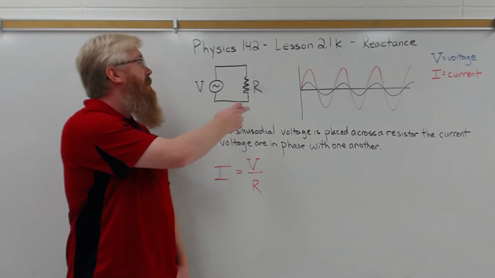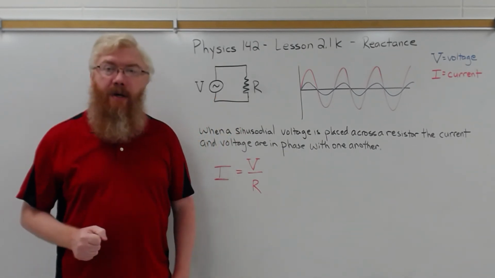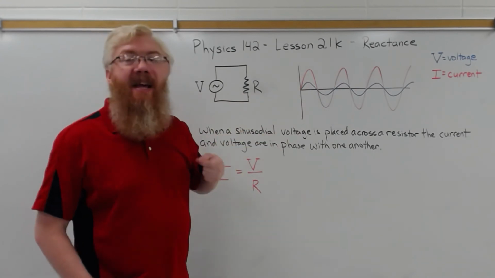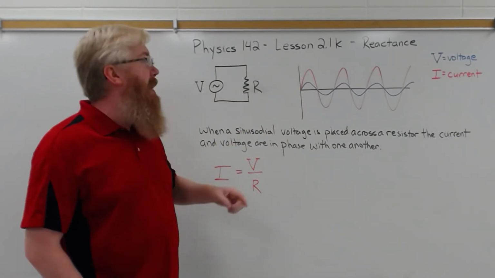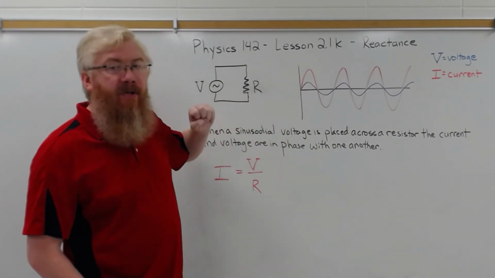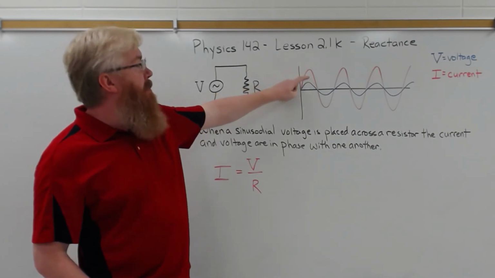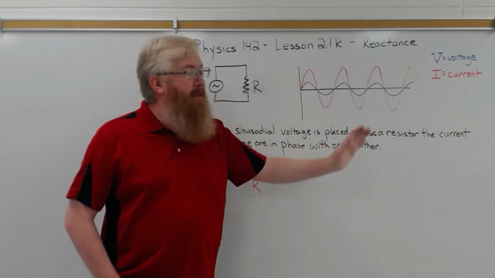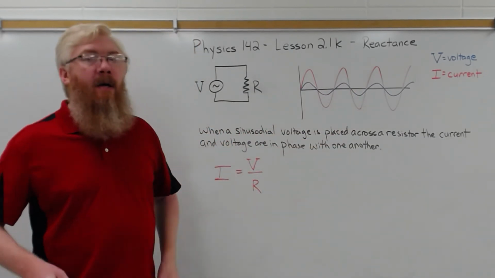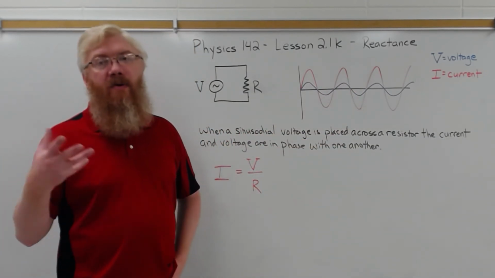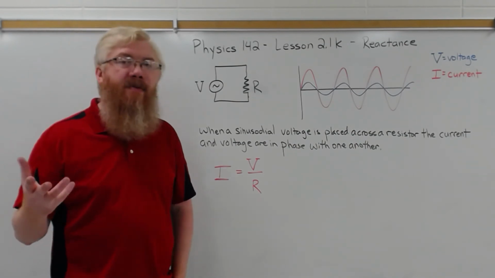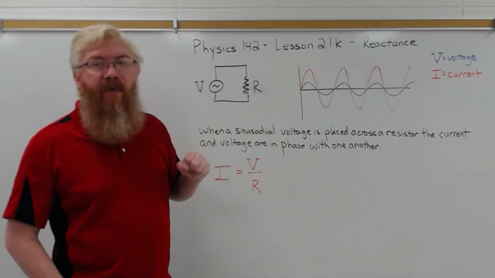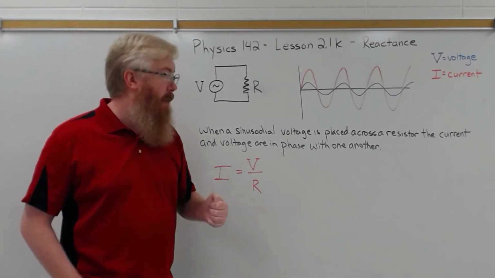When we place a simple resistor in an AC circuit, we see that the current and the voltage are actually in phase with one another. That is, when the current is 0, the voltage is 0. When the current is maximum, the voltage is maximum, and so on. So these two objects are in phase. Unlike the inductive circuit, where the voltage leads the current, or the capacitive circuit, where the voltage lags the current, in a resistive circuit, the voltage and the current are in phase with one another.